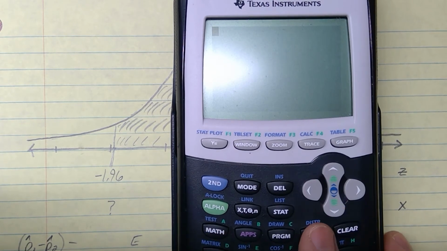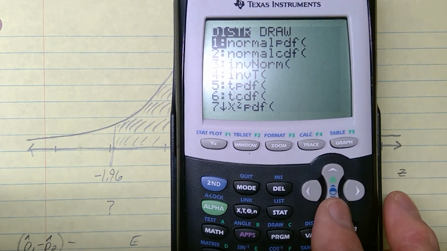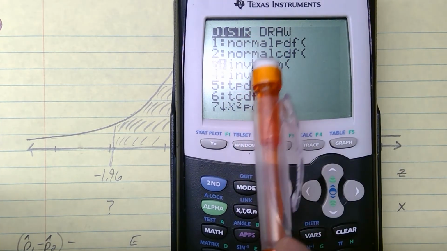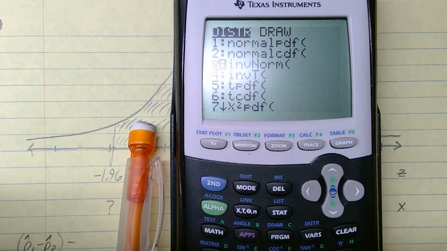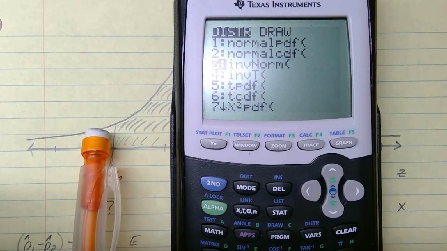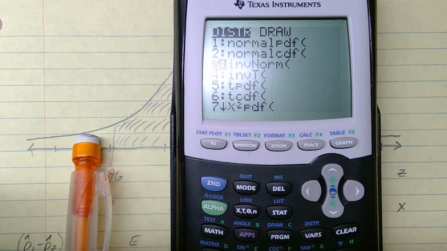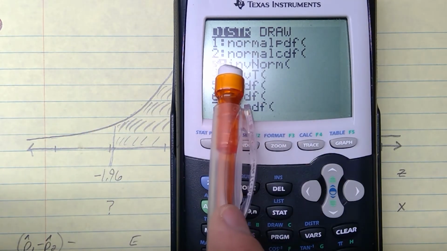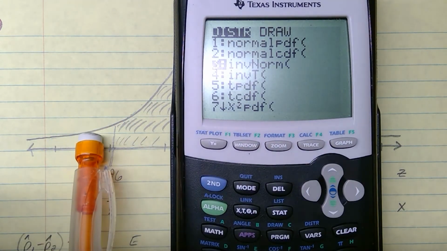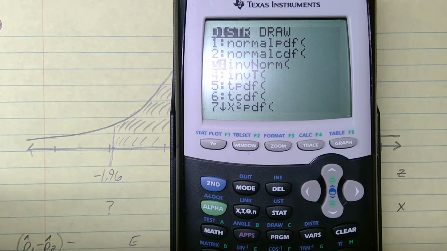I'm going to push distribution here. So second distribution. And now I want to do number 3. That's an inverse normal. All right. This is a picture of a normal distribution curve, and normally we give it the z number and it tells us the area. So normally I would say, okay, negative 1.96, what's the area? And they would tell me 0.0250. But I'm going to go backwards. That's what inverse means. So I'm going to go backwards. I'm going to give it the area, 0.025, and I'm going to ask it to tell me what the z number is. So inverse normal, choose it.